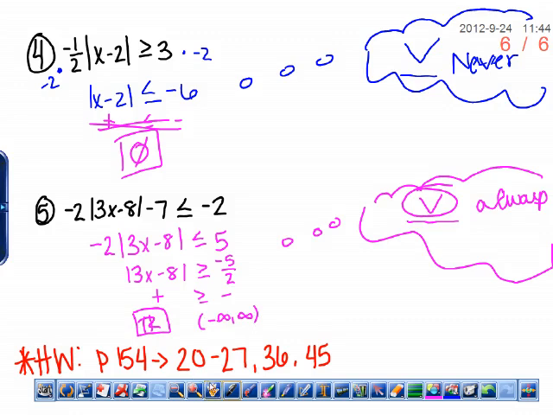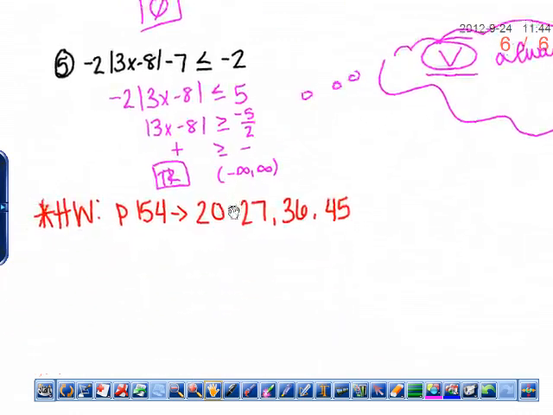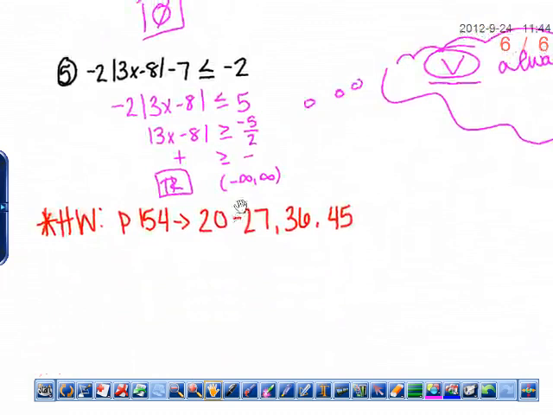Negative infinity to infinity. Okay, your homework assignment has been cut down a little bit, so please get this revised assignment. 20 to 27, 36 and 45.